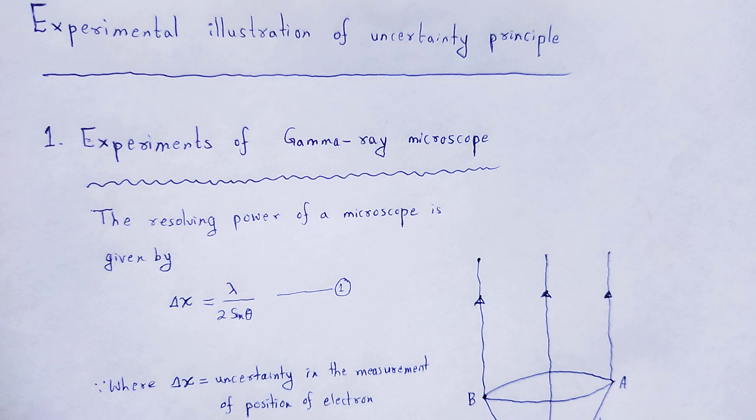Heisenberg's uncertainty principle says that we can't measure the position and momentum of a particular particle simultaneously. So there is uncertainty in position times uncertainty in momentum, always greater than or equal to h cut divided by 2. Such Heisenberg's uncertainty principle can be experimentally verified. Here we discuss two such verifications. One is the experiment of the gamma ray microscope.